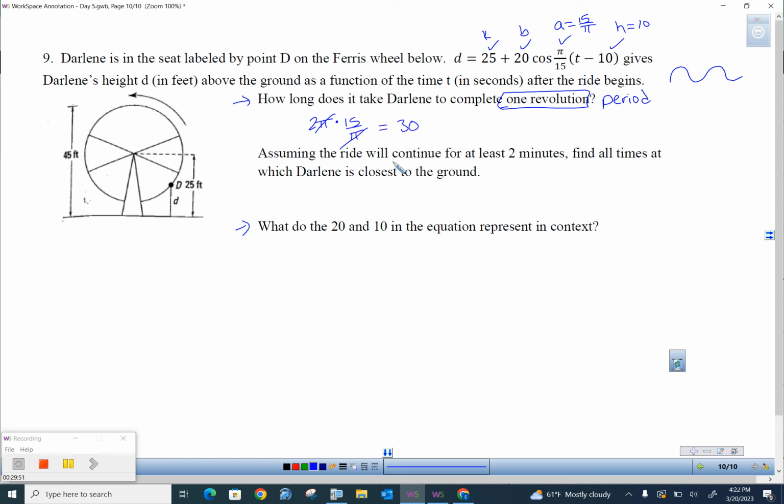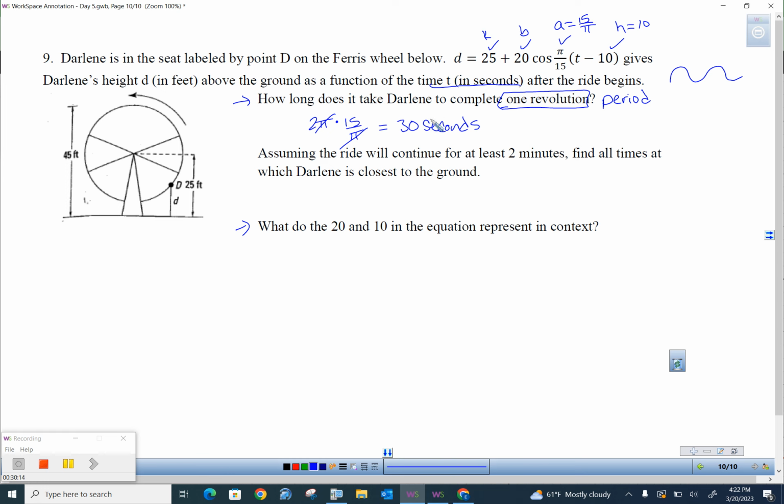Oftentimes when we're dealing with word problems, you'll see a pi in the equation, which allows our x-axis to get rid of those angular measures and talk about time in seconds or minutes or hours or whatever we're working with. So in our case, this is talking about time in seconds, so that is 30 seconds it takes to make a lap around this circle, which seems pretty fast, but also this is not a very large wheel respective to some of the other ones that we've worked with this semester.